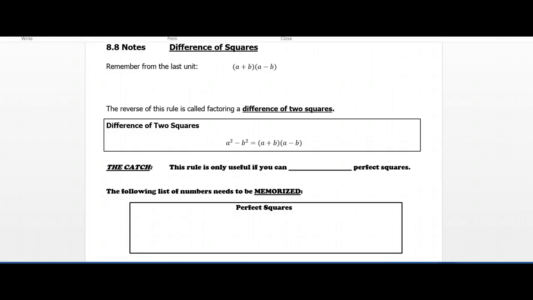If you remember in the last unit, if you were to take the binomial a plus b times the binomial a minus b, and you were to go through and FOIL this, you would get a squared minus ab plus ab minus b squared. Those middle two terms, negative ab and positive ab, would cancel each other out. So you would really get a squared minus b squared when you multiply these two.